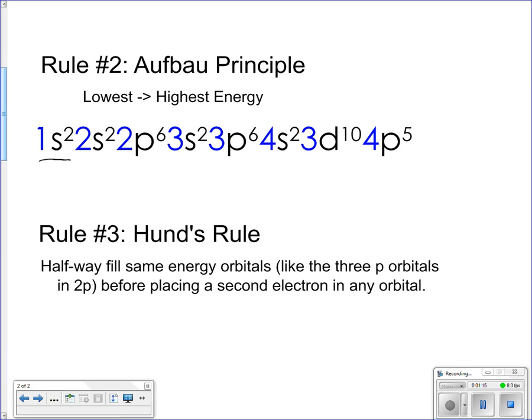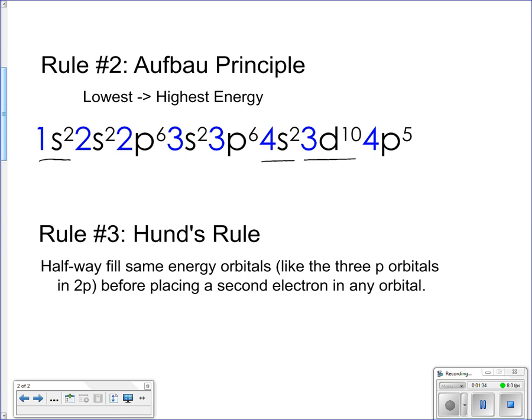Something interesting here is that we have 3s2, 3p6, and then it skips 3d because 4s2 is slightly lower in energy than 3d10. And in just a minute, I'll show you a trick to help you remember that using your periodic table.